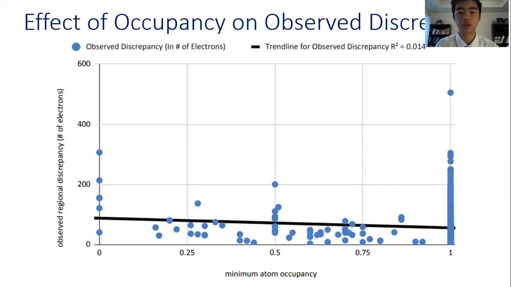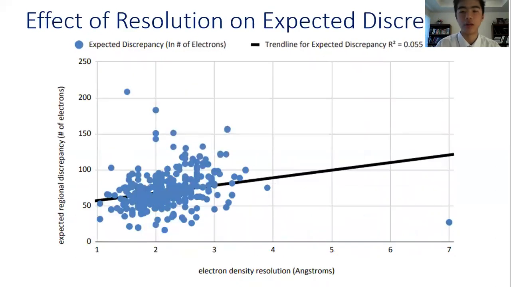So since the resolution was found to have had the greatest effect on the regional structural quality, I then made another scatter plot comparing the resolution to the expected discrepancy to see how accurate existing methods were for predicting the regional structural quality. And I found that there was an even weaker correlation with a correlation of 0.055.